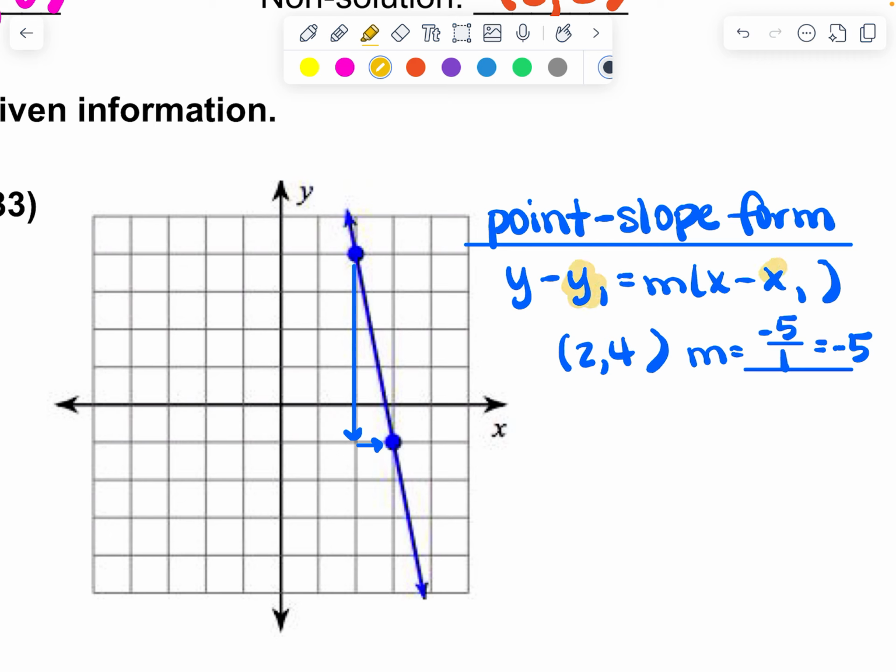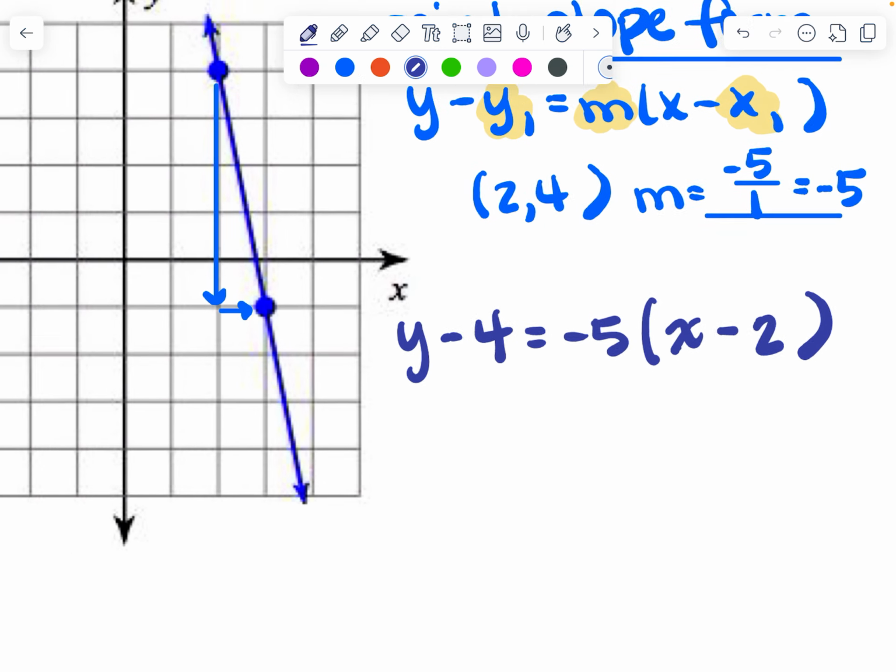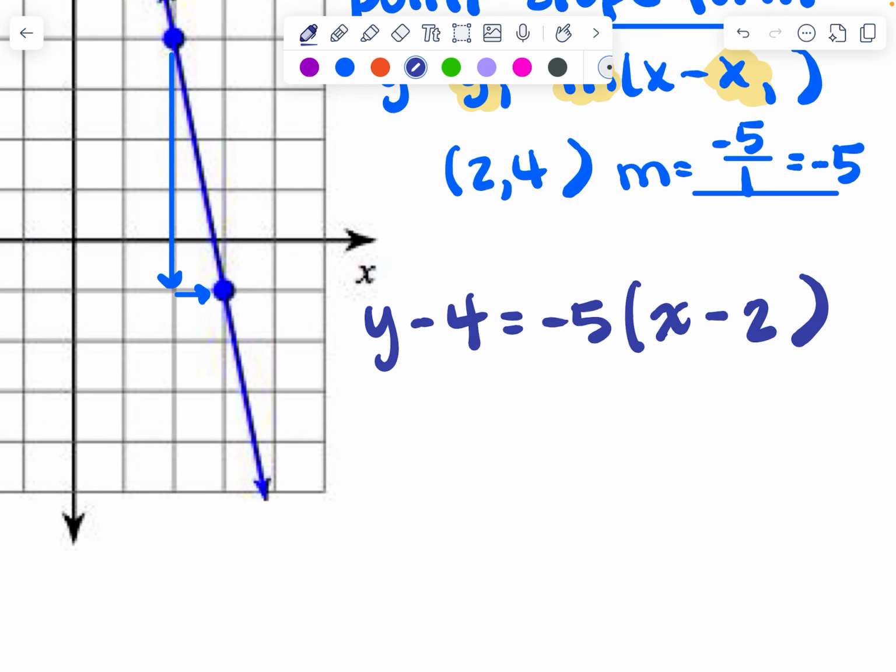All right, awesome. So now that we have a point and a slope, we're going to take these values and plug them in for the y1, the m, and the x1. So here we go. y minus the y1, which is 4, equals -5 times x minus the x coordinate, which is 2. So yay, we used the graph to get it in point-slope form.